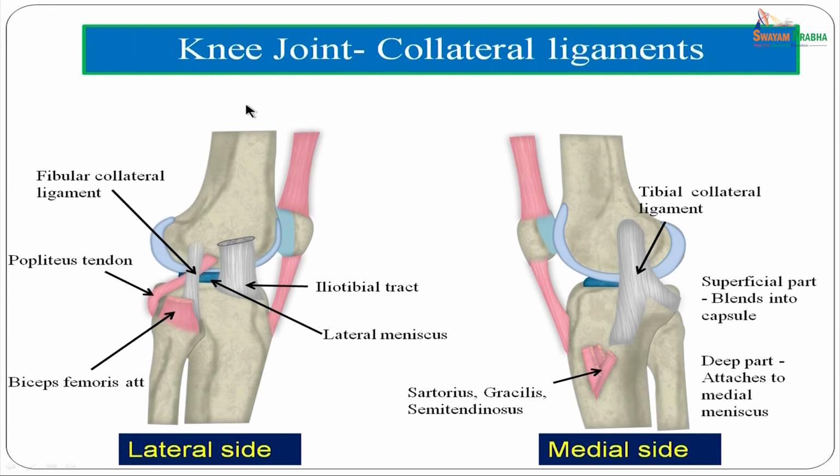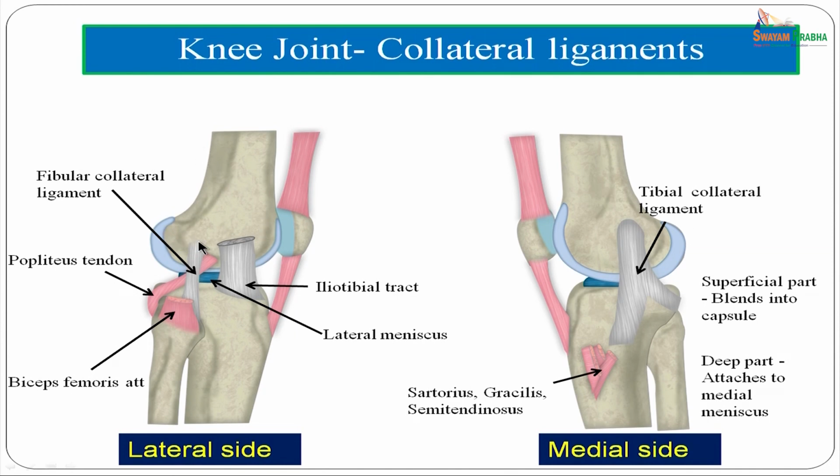Now we come to the two important extrinsic ligaments. These ligaments are the collateral ligaments. There are two sets of ligaments. On the medial side we have the medial collateral ligament, and on the lateral side we have the lateral collateral ligament. Now I want you to have a look at this particular picture.